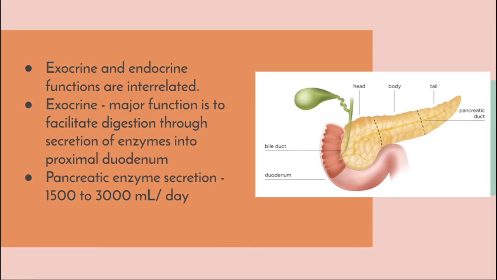The endocrine and the exocrine functions of the pancreas are interrelated, and the major exocrine function is to facilitate digestion through secretions of enzymes into the proximal duodenum. And the pancreatic enzyme secretion is normally between 1,500 to 3,000 milliliters per day.